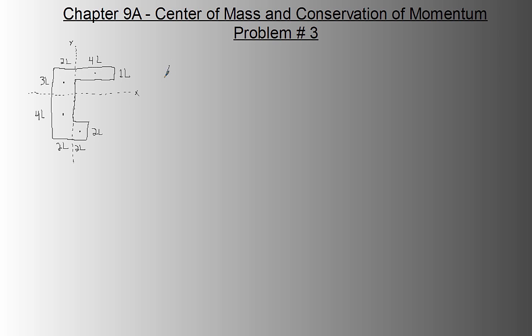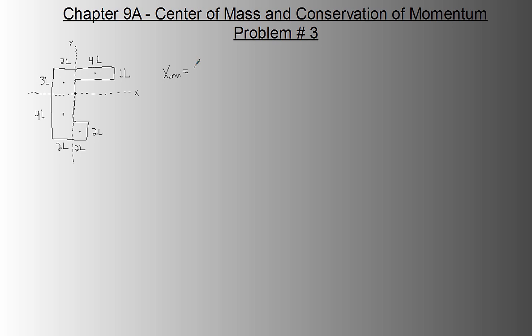So let's do the x one first. Xcom is going to equal the mass times the position. Let's do the position first. So let's do this piece right here. So the x position of the center of mass, as you can see, here's 0, 0 right here, right? So we're going over from here this far, which if the length of this piece is 4L, this is halfway, so this is over 2L.